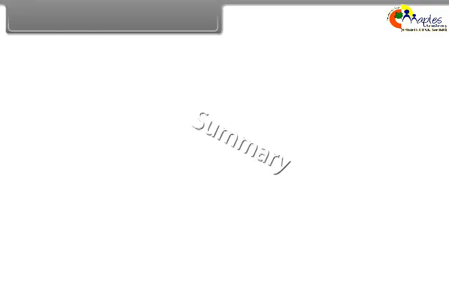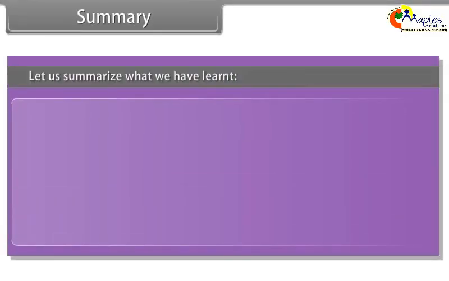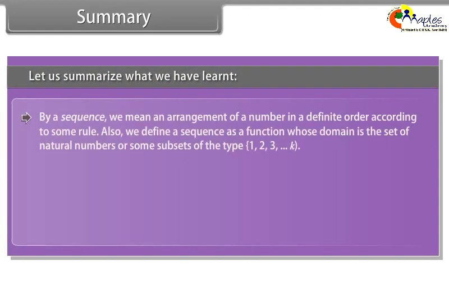Summary. Let us summarize what we have learnt. By a sequence, we mean an arrangement of numbers in a definite order according to some rule. Also, we define a sequence as a function whose domain is a set of natural numbers or some subsets of the type 1, 2, 3 up to k.